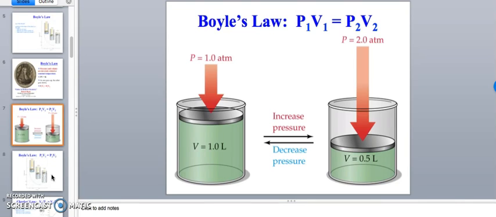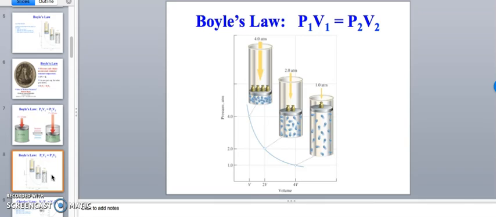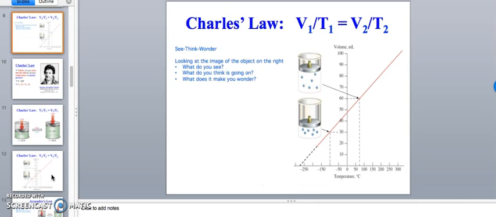So, a diagrammatic representation of that. We've already done this. Same thing. It's an inverse proportionality. That's why you see the graph is a rectangular hyperbola. Yeah. Now the next one is Charles' law.